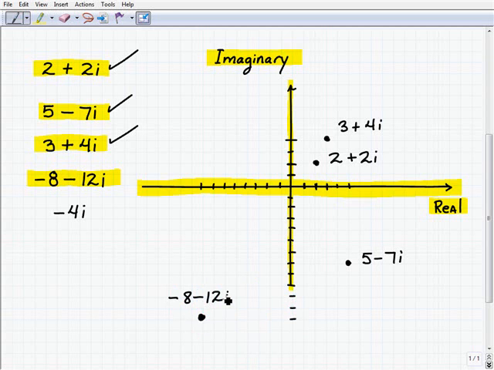All right, negative 4i by itself. Now, remember, complex numbers contain both a real and imaginary part. So when you're saying negative 4i, you might be asking, well, where's the real part? Really, that number can be written as 0 plus negative 4i. So simply, all you're going to do is put a point on the imaginary axis, 1, 2, 3, 4, and there you go. There is negative 4i.